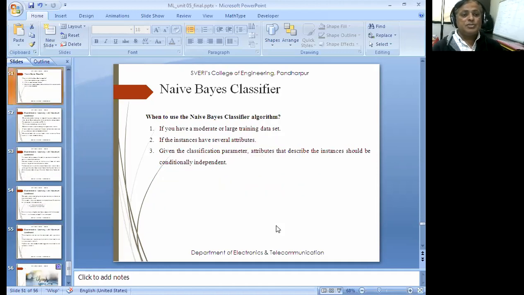Now the next question is, when should I use the naive Bayes classifier algorithm? There are three ways we can use the naive Bayes classifier. If you have a moderate or large training data set, if the instances have several attributes, given the classification parameter, the attributes that describe the instances should be conditionally independent.